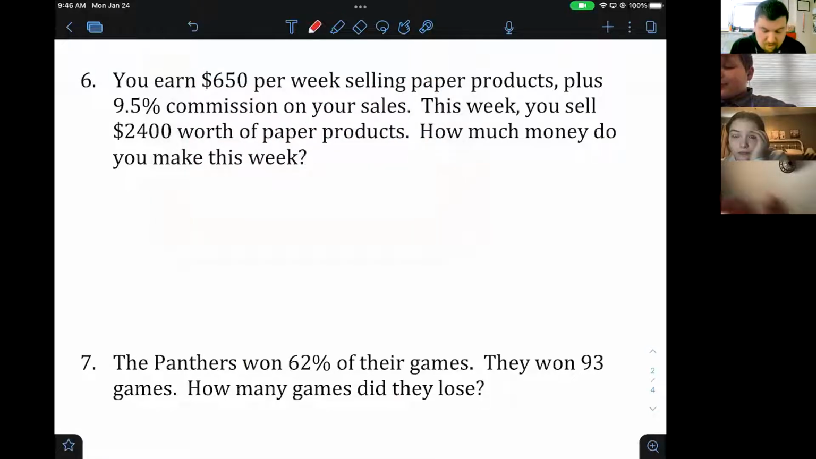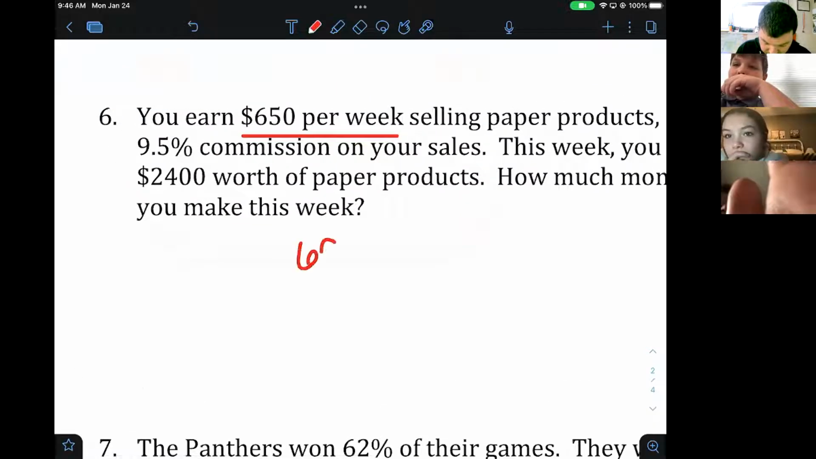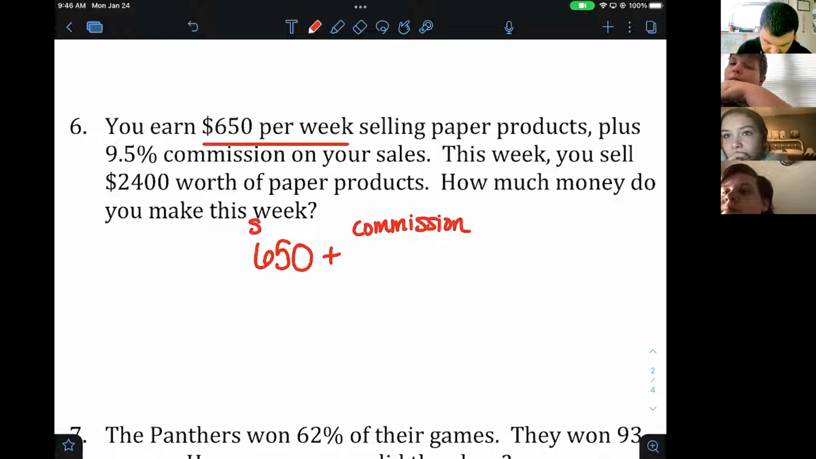Okay, so number 6, you earn $650 per week selling paper products plus 9.5% commission on your sales. This week, you sell $2,400 worth of paper products. How much money do you make this week? Okay, so let's start with this amount. We know that no matter how much we sell, we have a salary of $650 per week. That's actually really good. So we'll start with $650. And we're going to add that on to our commission. So we have our commission, and then we have our salary.